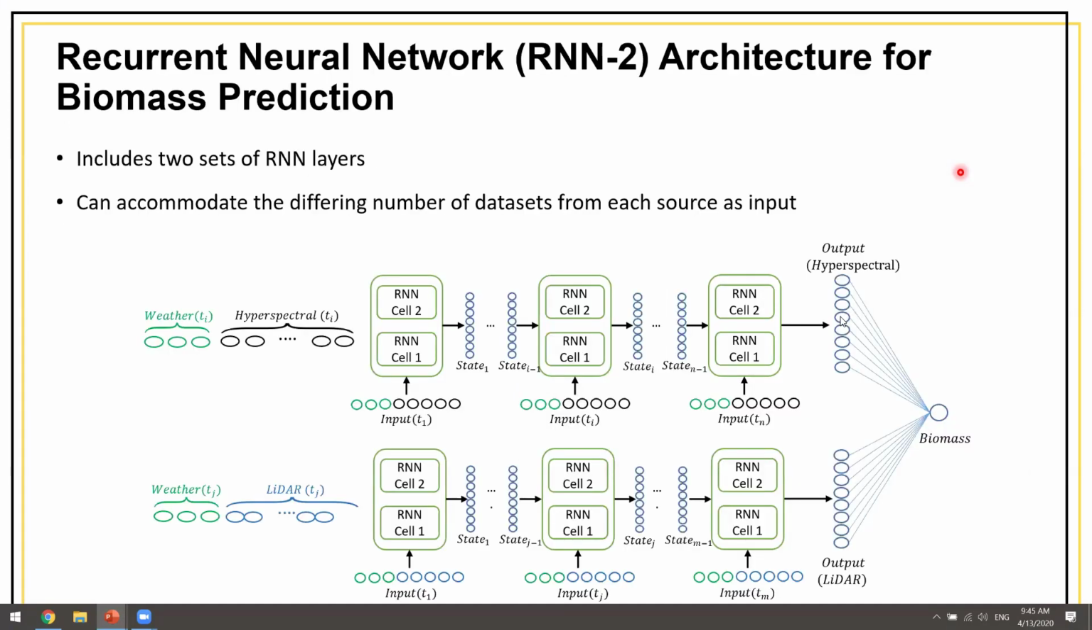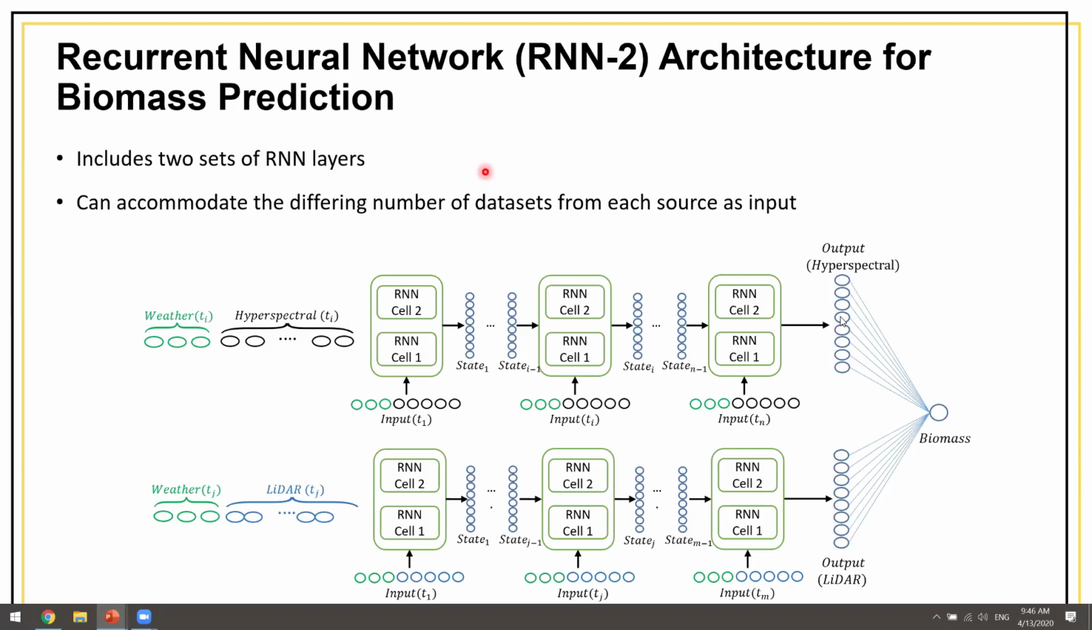So one problem we had with the first RNN network was that we could not consider having a different number of data sets with LiDAR and hyperspectral data. We had to have the same number of data sets at the same time. But that's not the case, especially in our experiment. We had multiple data sets, and we had a different number of data sets on different dates.